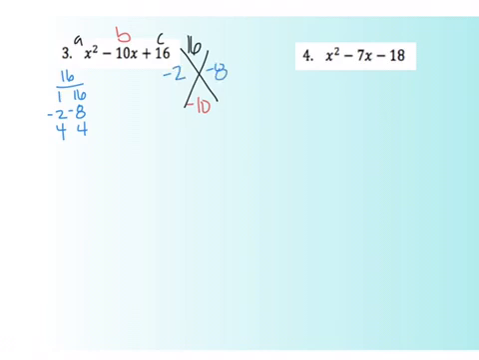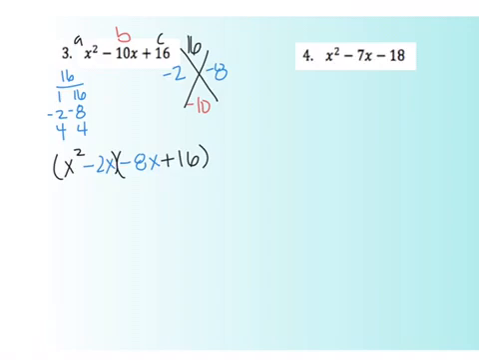So I'm going to rewrite. The ax squared is going to stay. The bx is going to be split into the two factors I just found, so negative 2x minus 8x. And then the c stays from the original problem. So now I'm going to factor by grouping.